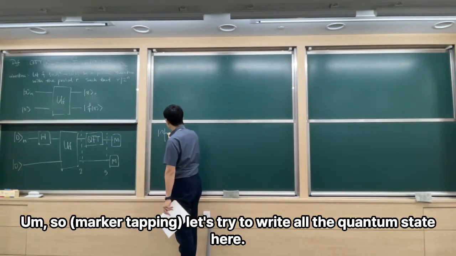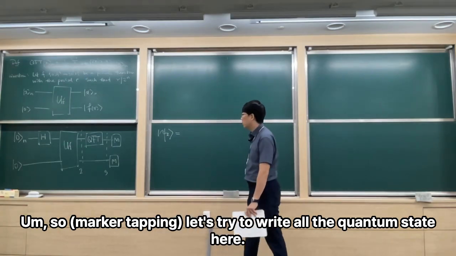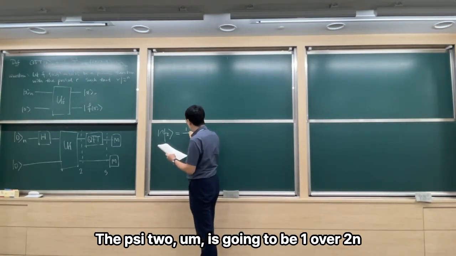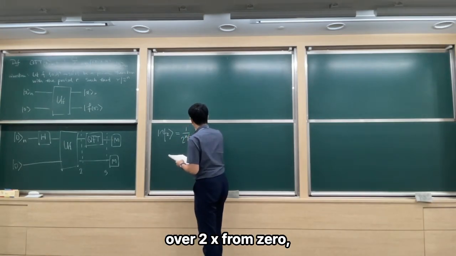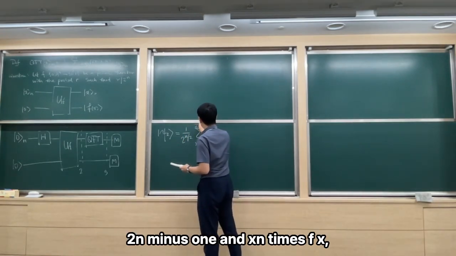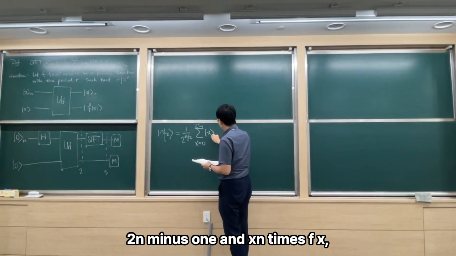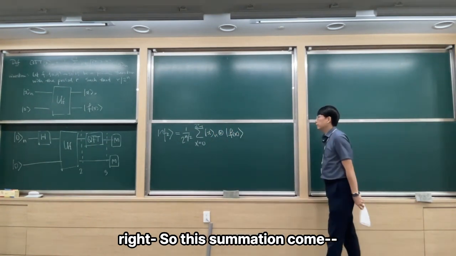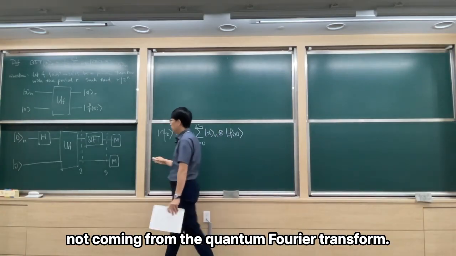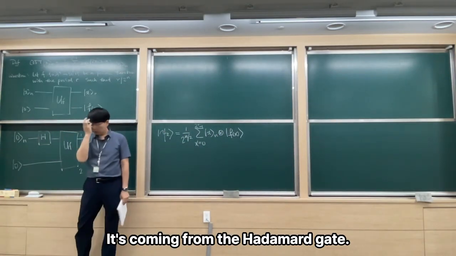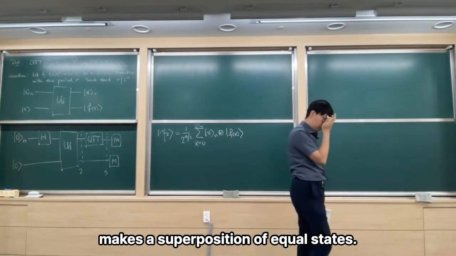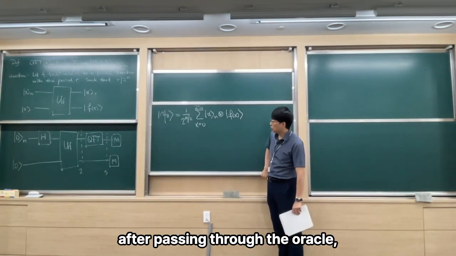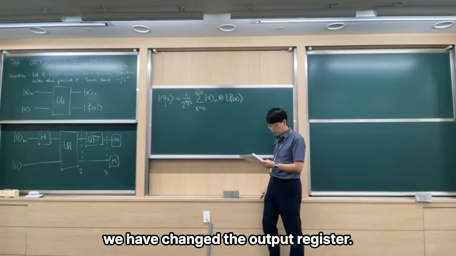Let's try to write all the quantum states here. The psi 2 is going to be 1 over 2^(n/2), the sum over x from 0 to 2^n minus 1, of |x⟩_n times |f(x)⟩. This summation is not coming from the quantum Fourier transform, it's coming from the Hadamard gate. Every Hadamard gate makes a superposition of equal states. After passing through the oracle, we have changed the output register.